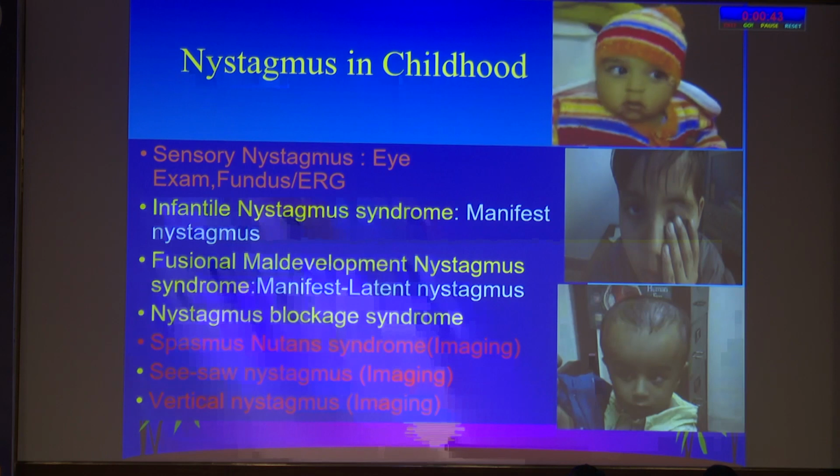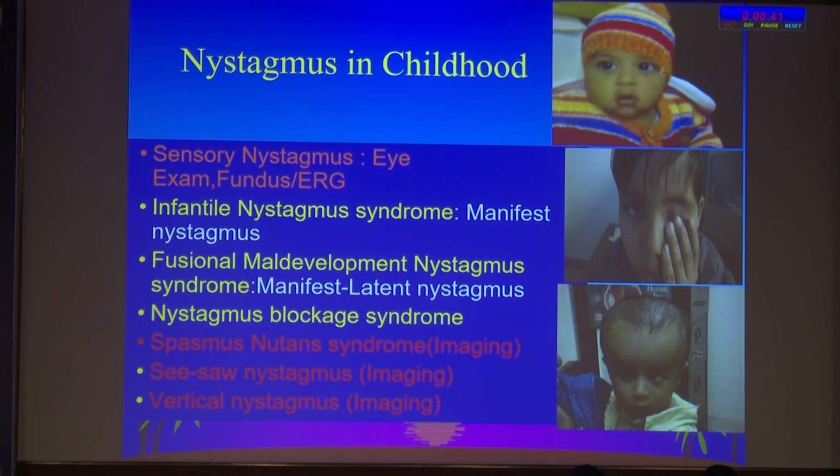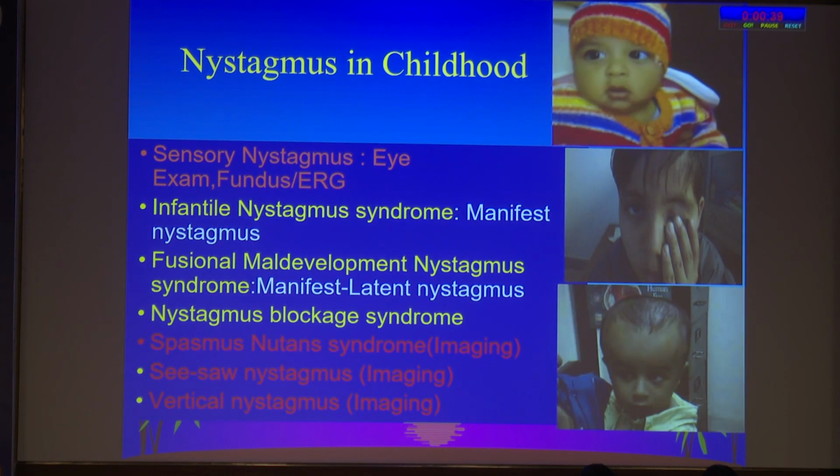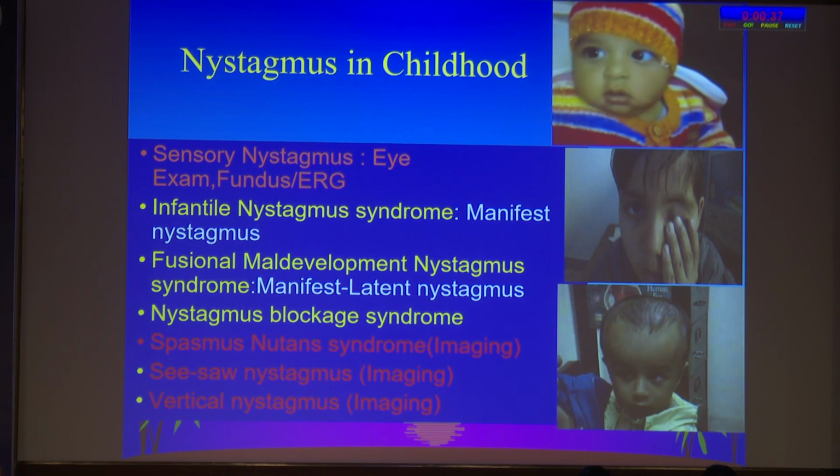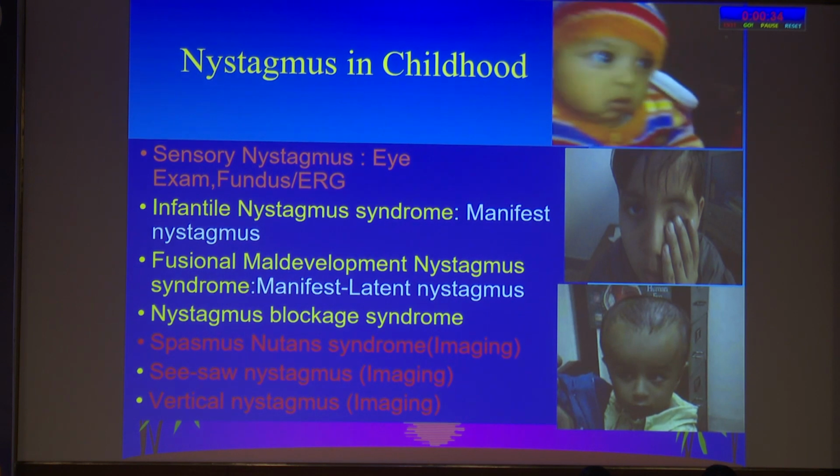Finally, I would come to this conclusion that for nystagmus in childhood, you need to investigate if there is a sensory nystagmus, with eye examination, fundus and ERG. For the other infantile nystagmus, fusional maldevelopment, you need to find out the AHP and the type of nystagmus. And again, spasmus nutans, seesaw nystagmus and vertical nystagmus, imaging is mandatory. This will save life.